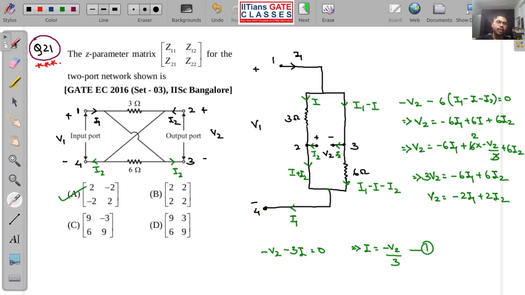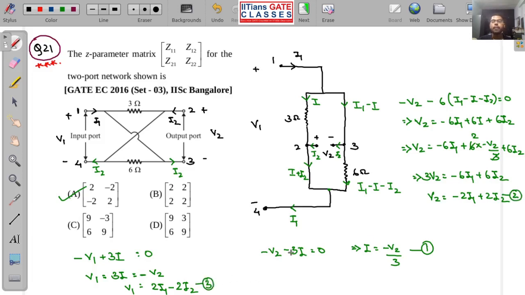Okay, so look very carefully. So it will be what? Minus V1 plus 3I, equal to 0. So V1 is equal to 3I. That means it is equal to minus V2. So what is minus V2? It will be 2I1 minus 2I2. So V1 is equal to 2I1 minus 2I2. So this will be equation 2 and this will be equation 3.